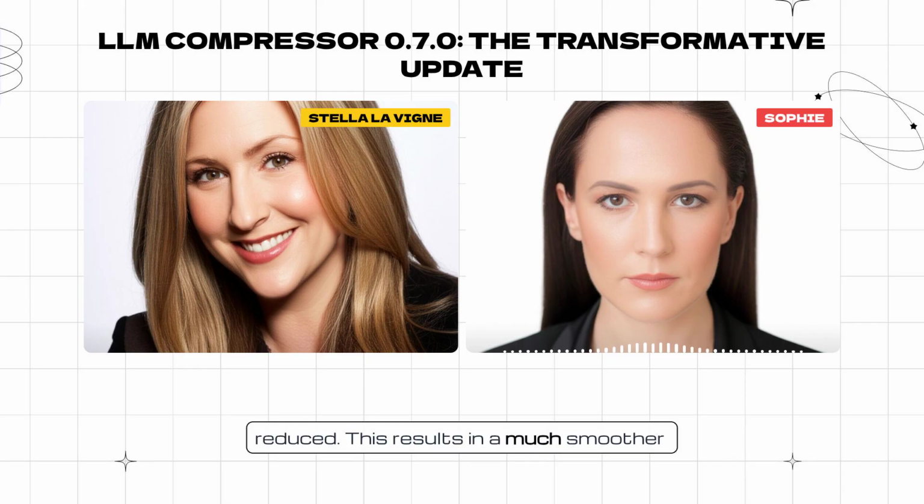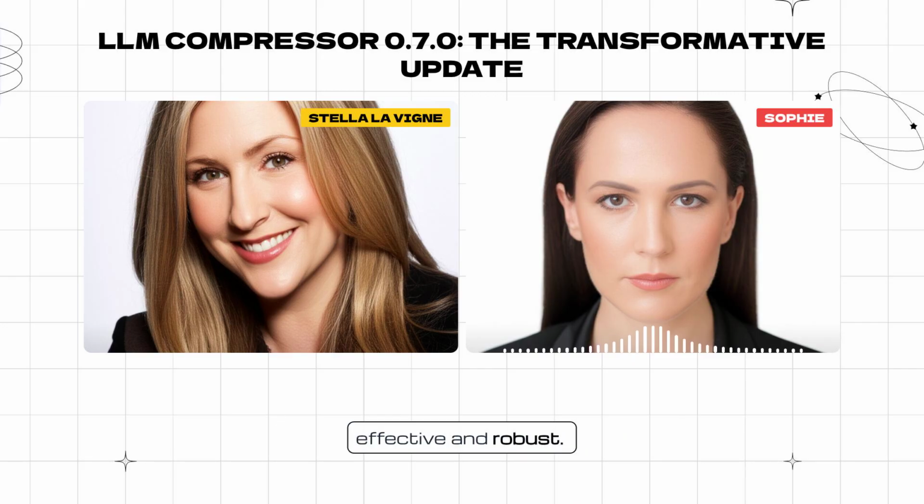This results in a much smoother distribution of values, making it far easier to quantize the model to extremely low bit precisions, like NvFP4, without a substantial drop in performance. It's about optimizing the internal representation to make the compression process much more effective and robust.